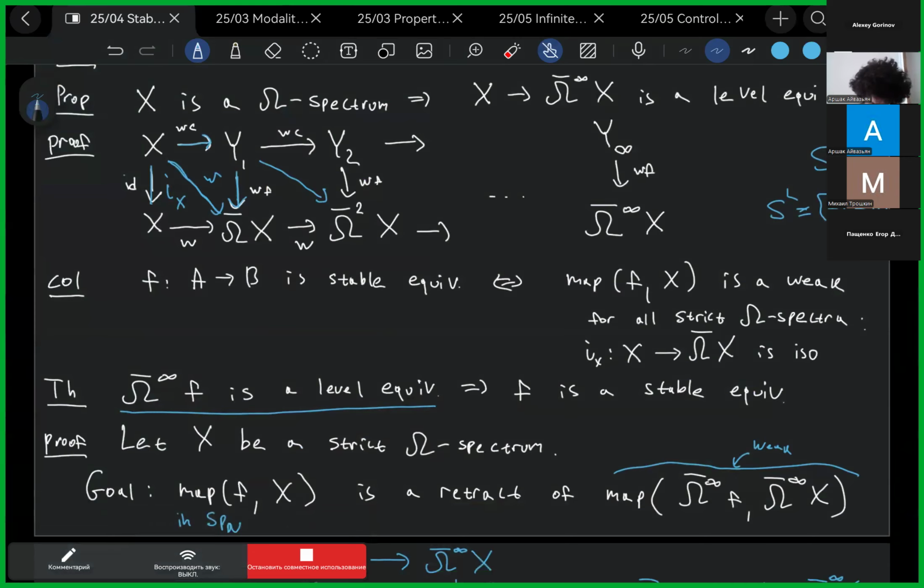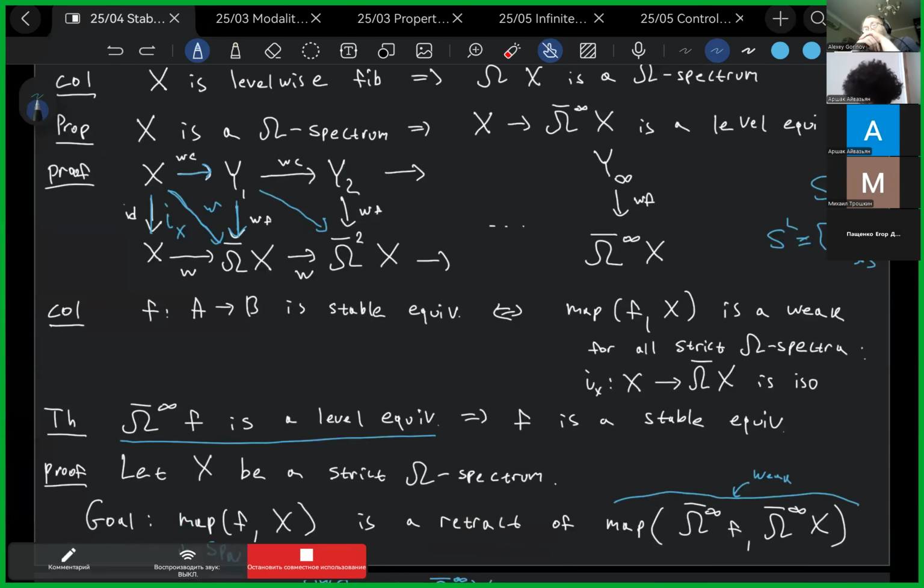It means the map is a stable equivalence if and only if we check this equivalence for a strict omega spectrum. By definition, we know this is true when we consider any omega spectrum. An omega spectrum is levelwise fibrant, and this map is a weak equivalence. But by this proposition, we can consider only a strict omega spectrum, where this is truly an isomorphism in sequential spectra.